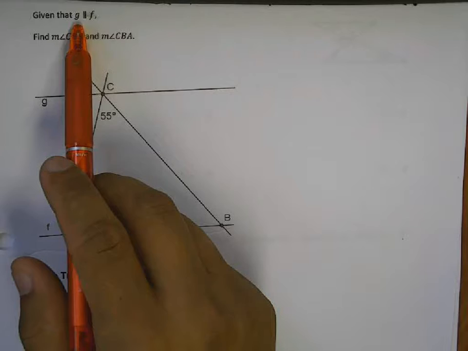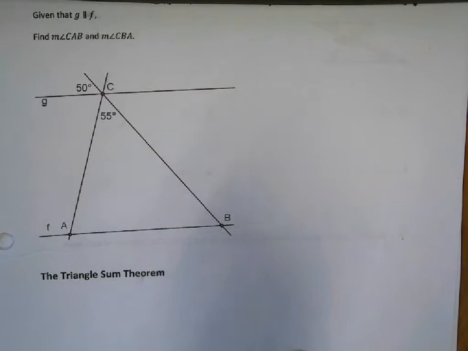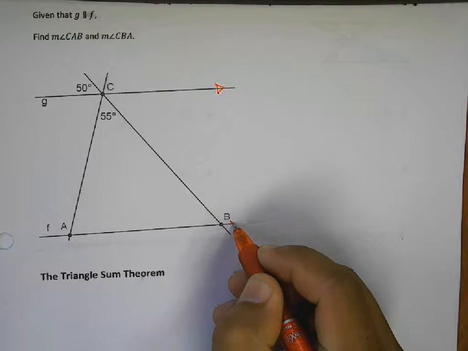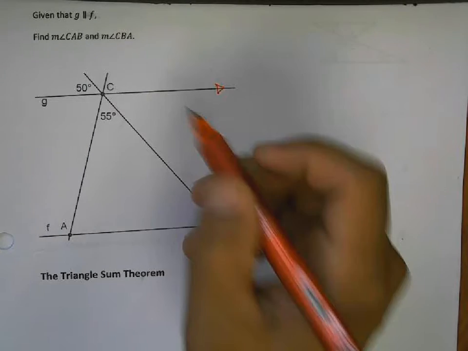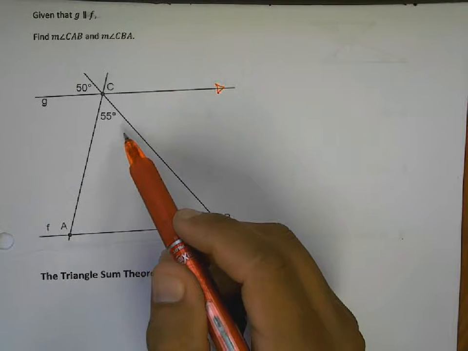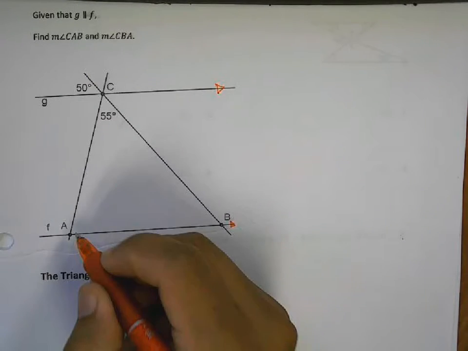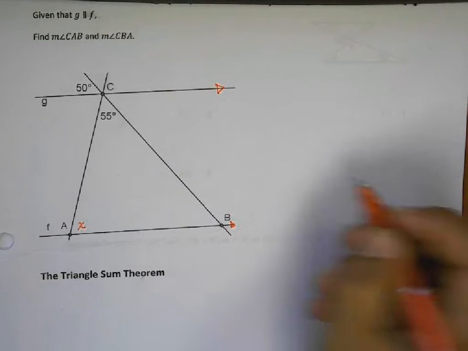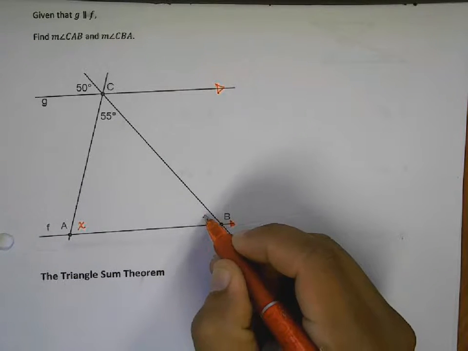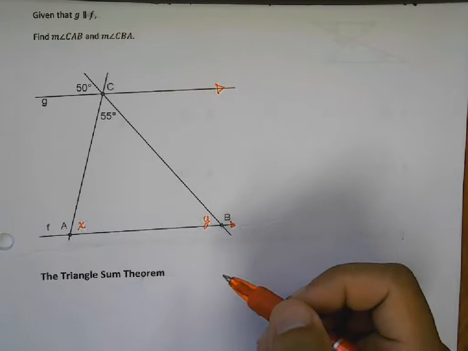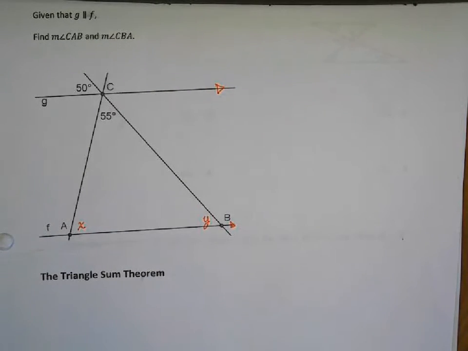We know that line G and line F are parallel, so I'm just going to put these parallel symbols here. And we know some information here about the angles, and we're asked to find the measure of angle CAB, so I'll call this X, and the measure of angle CBA, and I'll call this Y. Alright, so we're basically solving for X and Y given some information here.